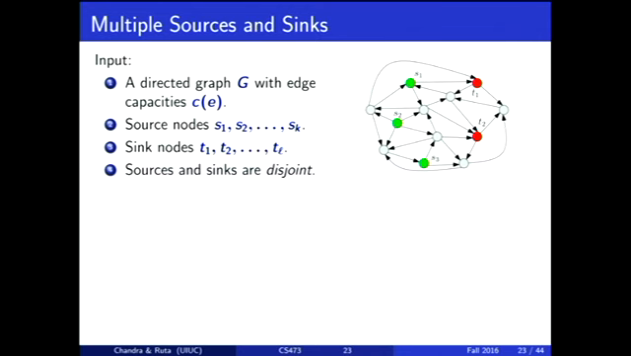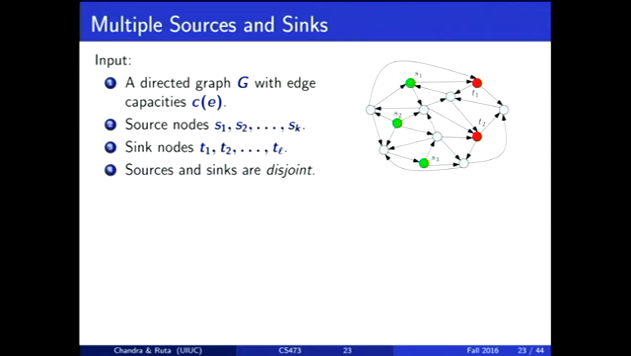You can have multiple sources and sinks. You have to be a little careful because there are 2 versions, and this is the easier version. It's called multiple sources and sinks. So maybe you don't have one source and one sink. You have many sources and many sinks. So in this graph, there are 3 sources and 2 sinks, S1, S2, S3, and T1, T2.